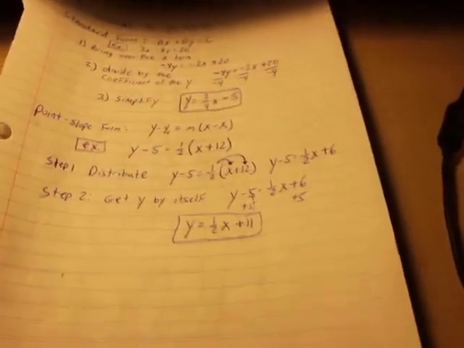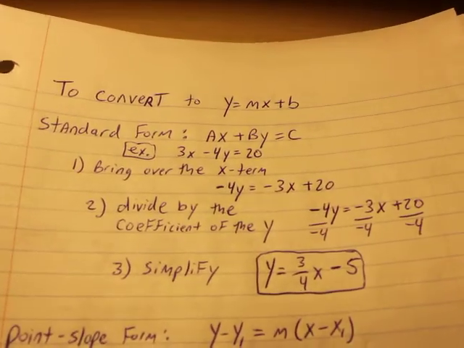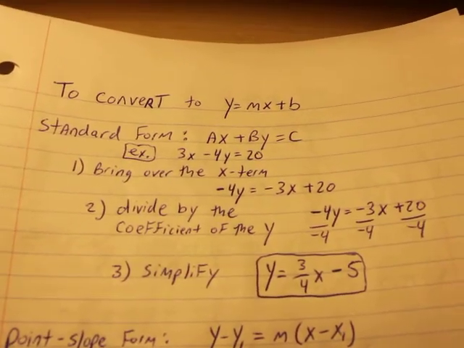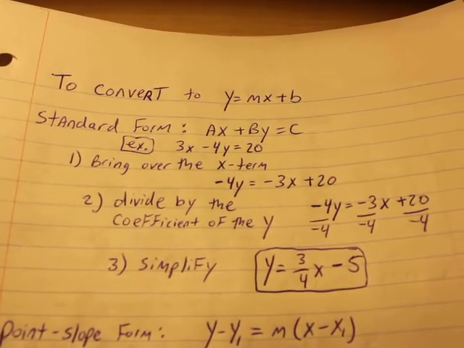And now I have a few examples for converting. So here's the first example. Let's say you want to convert something into slope-intercept form. Well, we've already done that in standard form, so I included an example for you as a reminder.